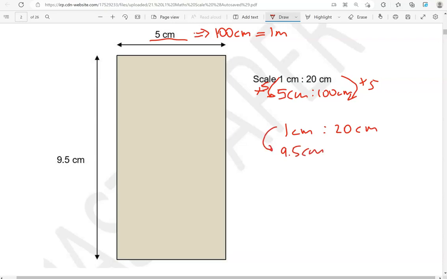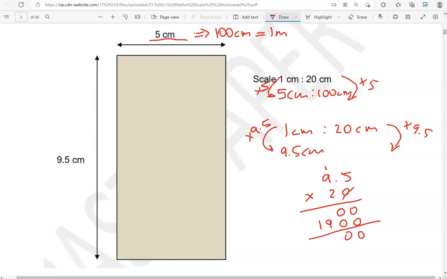centimeters. So 1 times 9.5 gives us 9.5. So we'll do the same here. That's 20 times 9.5. 0 times 5 is 0, 0 times 9 is 0. Moving down, so we put a 0 first. 2 times 5 is 10. So 0 down, 1 carried over. 2 times 9 is 18, and the 1 is 19. So 0, 0, 9, 1.